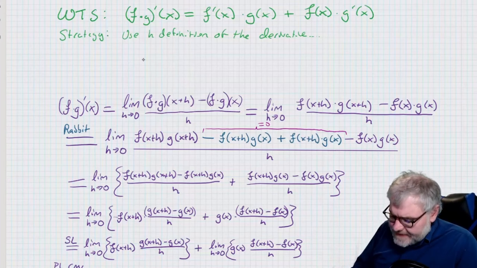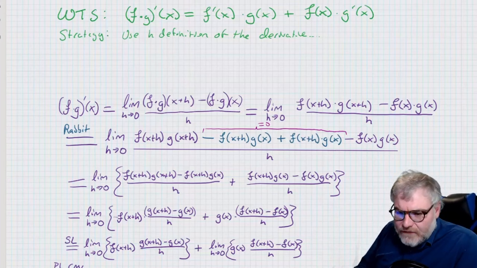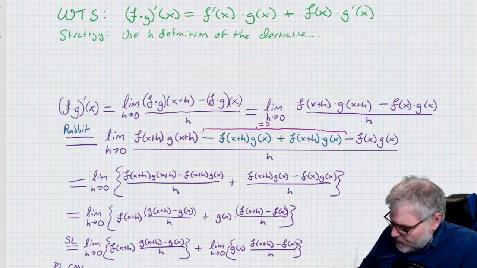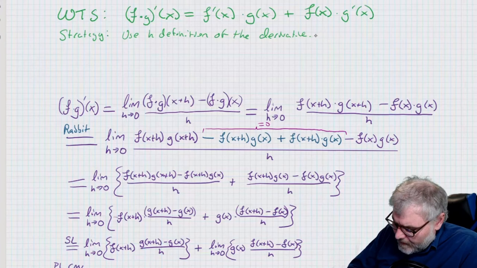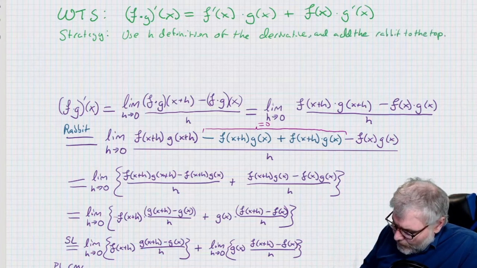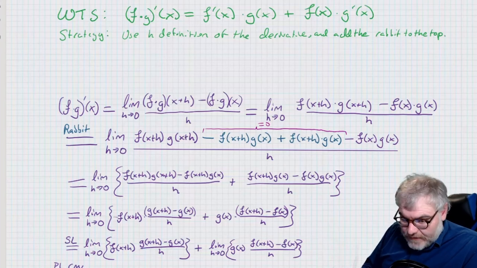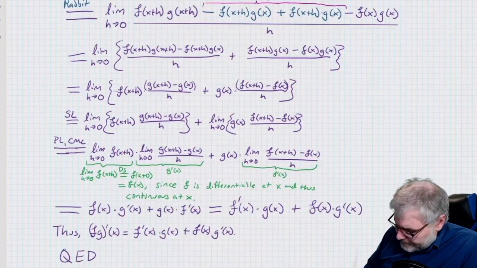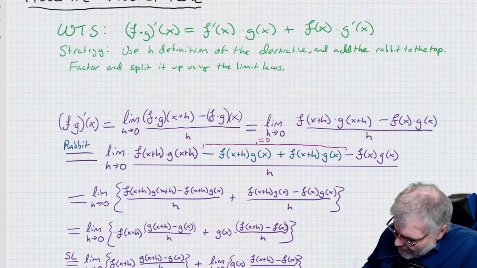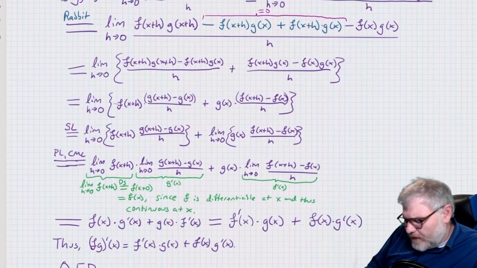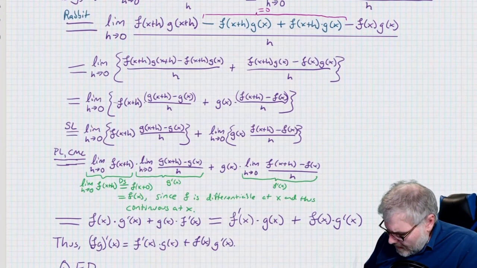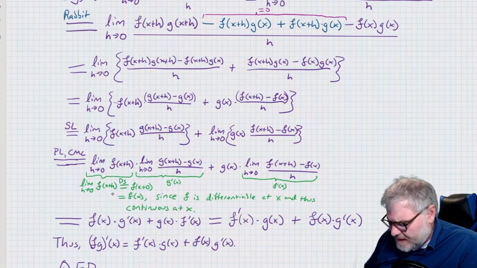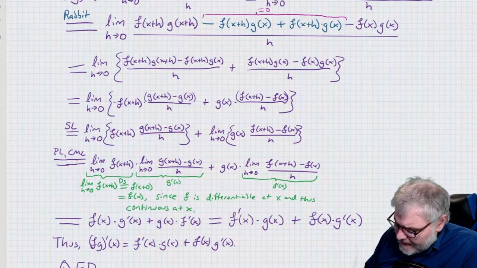So let's write a summary of this, or our strategy for this proof. We're going to use the h definition of the derivative, and then we're going to add the rabbit to the top. Once we add the rabbit, we've got to factor and apply limit laws. And then the other little piece that we're probably going to have to memorize is what happens to this f of x plus h. So I'm going to write that in my introduction.